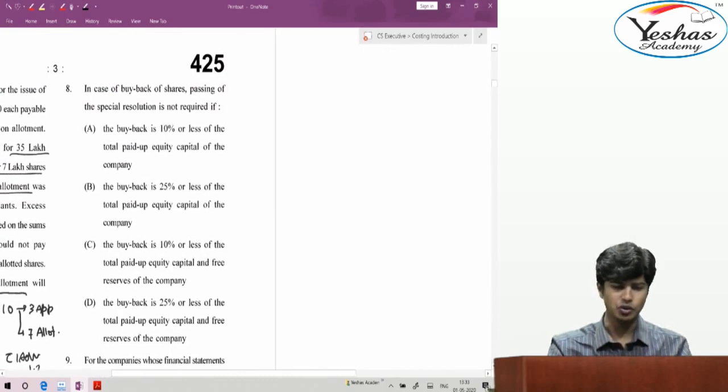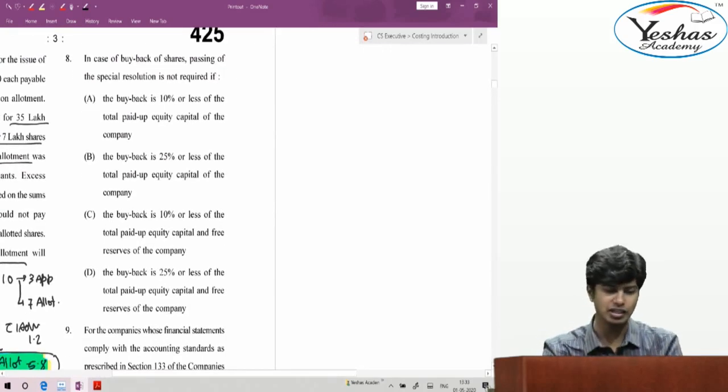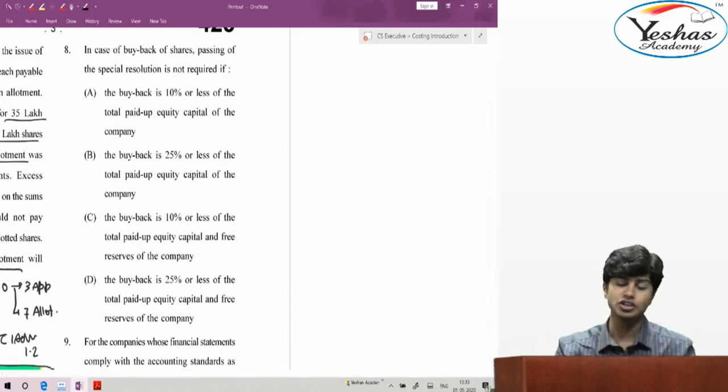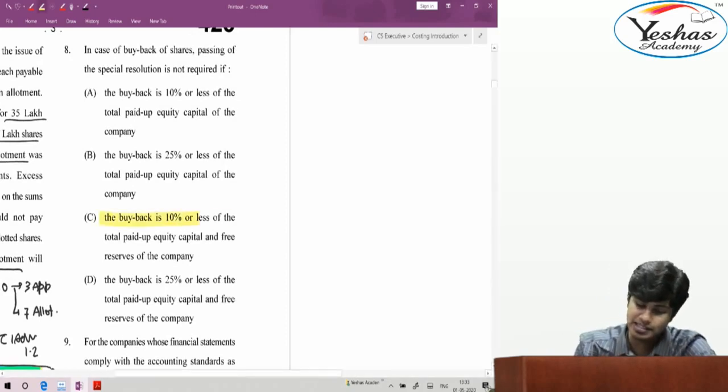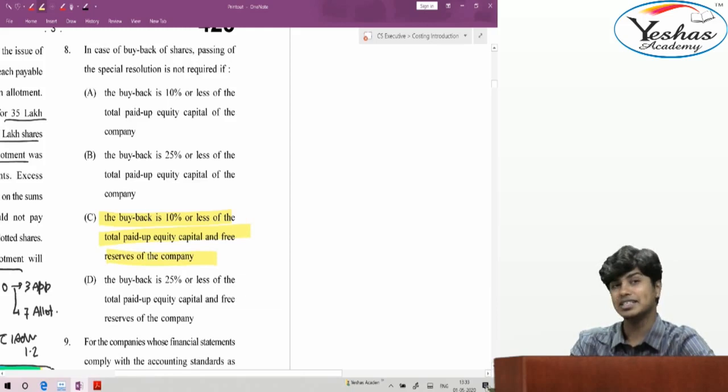Without wasting much time, let's now go to the 8th one. The 8th one is again based on the Companies Act 2013. In case of buyback, passing the special resolution is not required. When is the special resolution not required? Special resolution is not required when the buyback is less than 10% of the paid up capital and free reserves. If the buyback is greater than 10%, then you would have to have a special resolution.